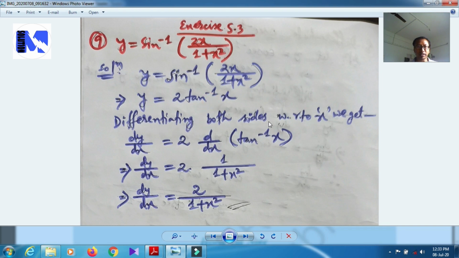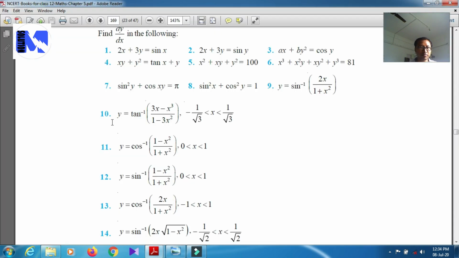Then differentiating both sides with respect to x, we get this part will be dy by dx, then this part is 2 will come outside, differentiation of tan inverse x. Differentiation of tan inverse x, just now we have got 1 by 1 plus x square, so we can write it as 2 by 1 plus x square. Very simple, isn't it?